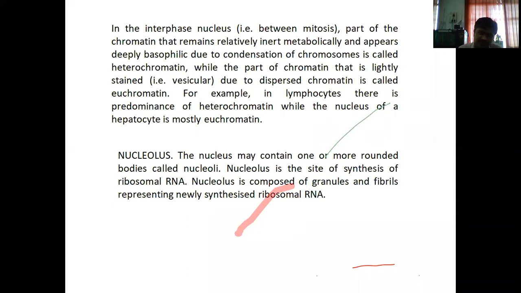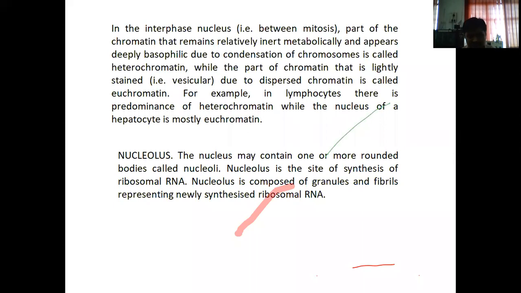For example, in lymphocytes there is predominance of heterochromatin, while the nucleus of a hepatocyte is mostly euchromatin. Hepatocytes are the cells inside the liver, and those basically contain euchromatin.